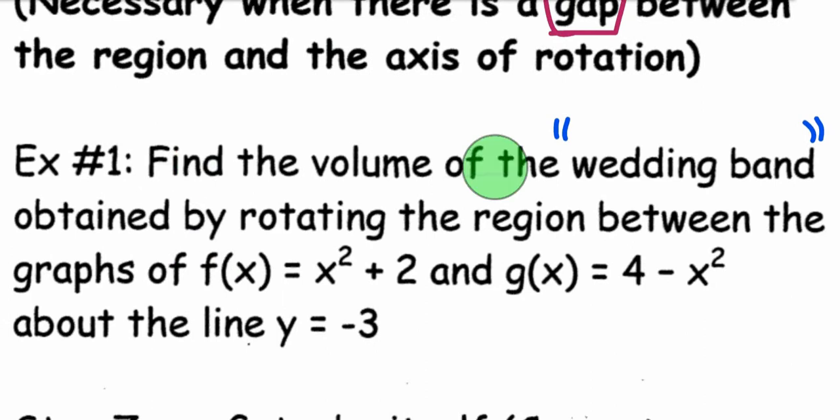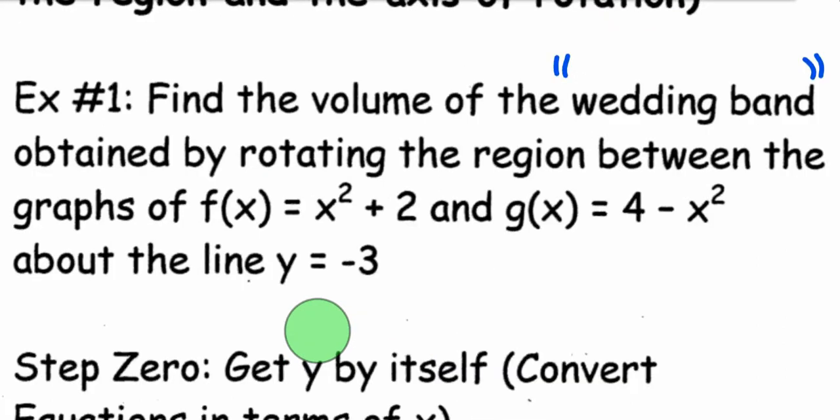Example 1, find the volume of the wedding band, and we'll talk about why it's a wedding band when we visualize it, obtained by rotating the region between the graphs of f of x equals x squared plus 2 and g of x equals 4 minus x squared. We're going to be rotating this region bounded by these two curves around the line y equals negative 3.